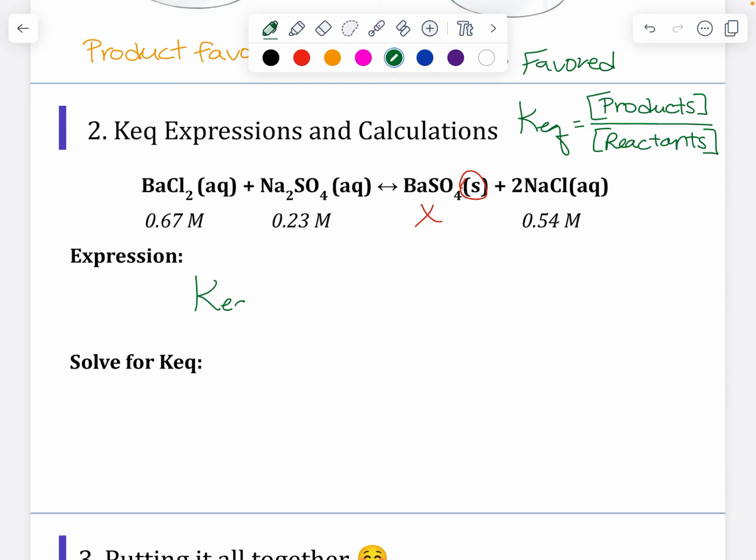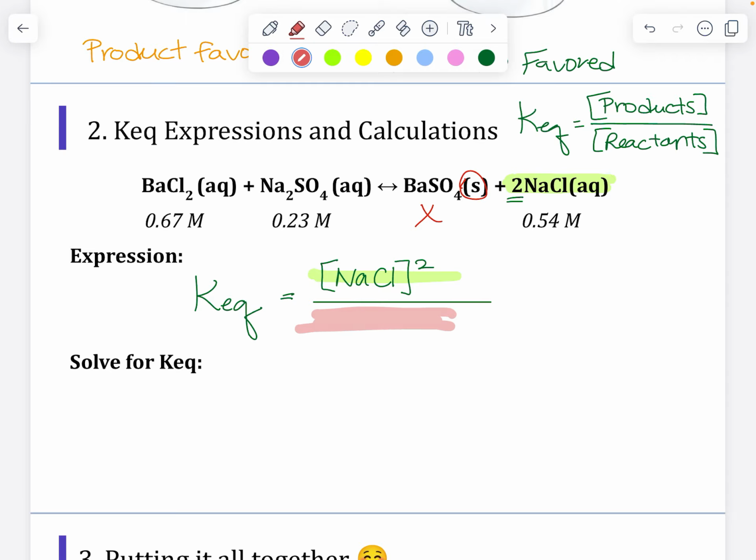And so in my KEQ expression of my products, only sodium chloride is going to go in the top of my expression. So I'm going to have the concentration of NaCl, but I have 2 moles of it, so I'm going to need that squared on the top, over the concentration of my reactants. My reactants are barium chloride and sodium sulfate. So then I'll have the concentration of BaCl2 times the concentration of Na2SO4. In balancing, we only have 1 mole of each, so these don't have any exponents.